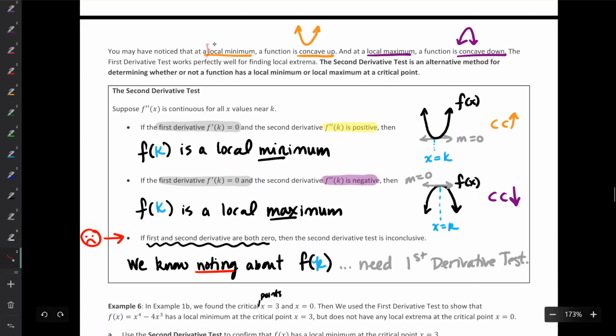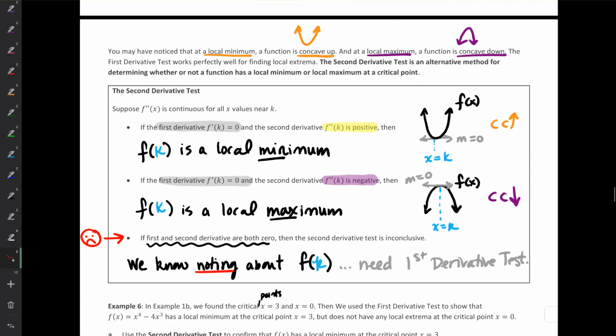So you might have noticed that we have local mins. Local mins look like this. And if we have a shape like that, then my function is concave up. And at local maximums, my function is concave down. Now the first derivative test works perfectly well for finding local mins and maxes, local extrema. The second derivative test is just an alternative test to do the same thing. It's truly a matter of style.